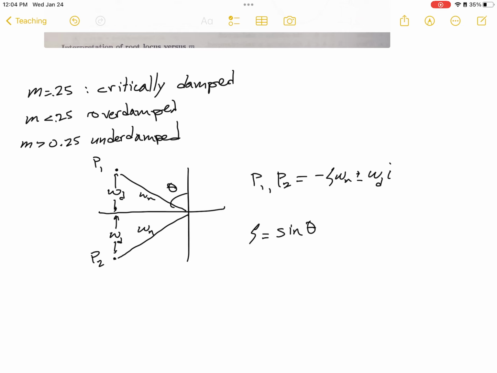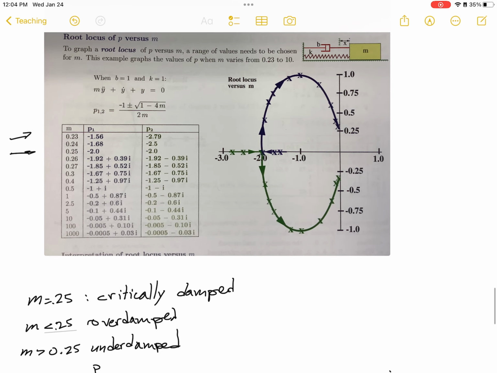There's a couple other relationships that I'll add here. So omega n is equal to the square root of p1 times p2, and zeta is equal to minus (p1 plus p2) over 2 omega n. And so you can see, if we come back up here, we see this big loopy sort of shape that's going on.